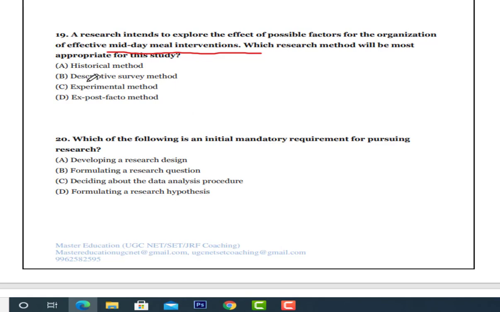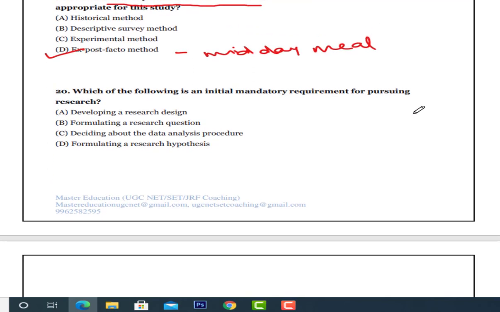So this is a midday meal, in the sense of after an incident. So after an incident, which method will we find? I have already told, ex post facto method. Okay, this is also called ex post facto. Ex post facto means after an incident, in the meaning of that.